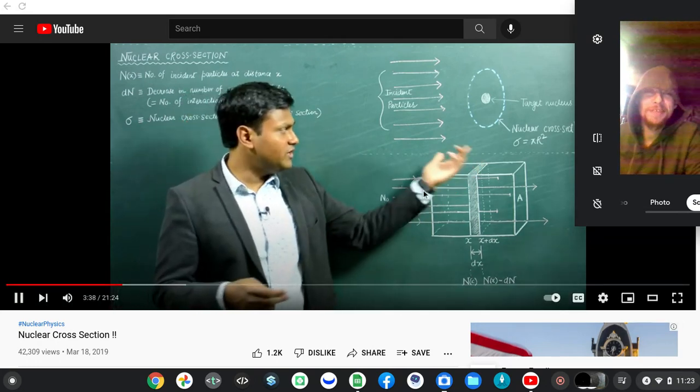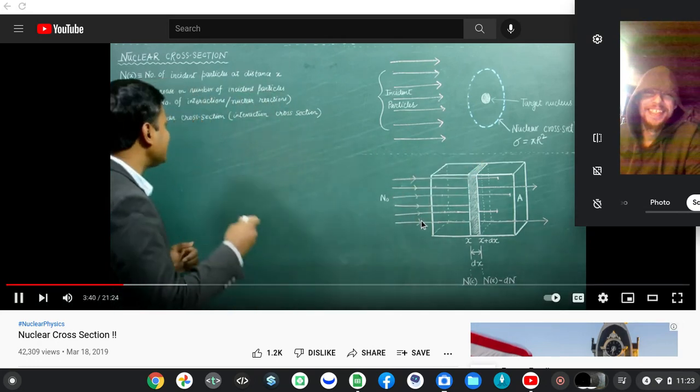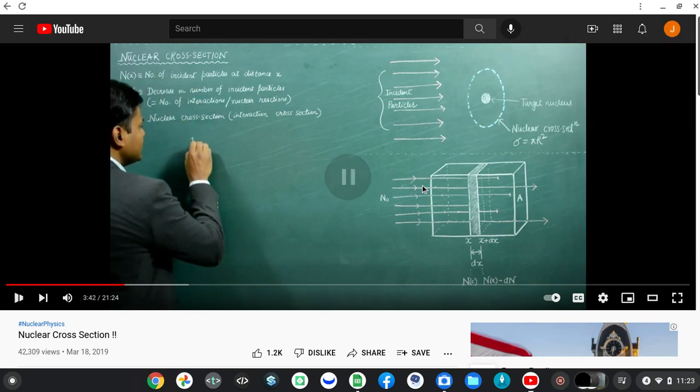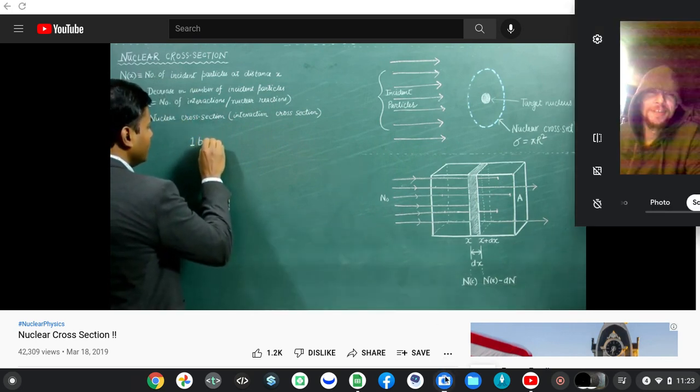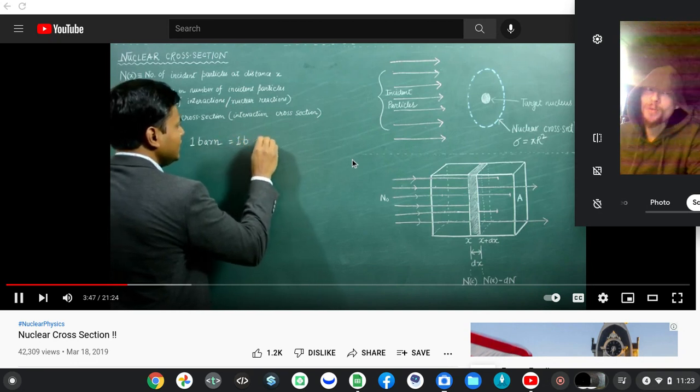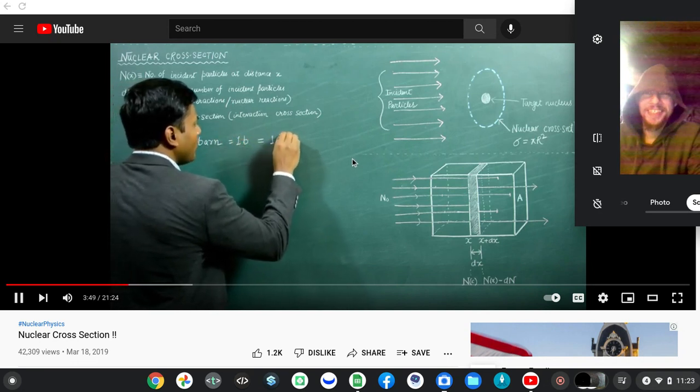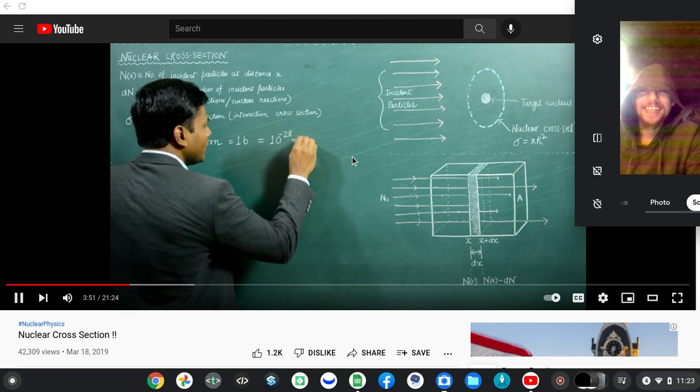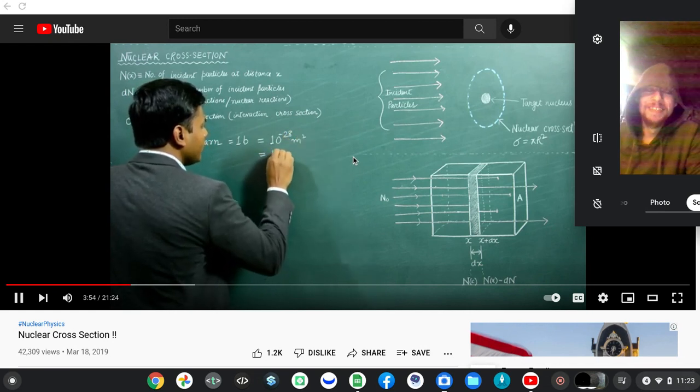Now this quantity, nuclear cross section, has a unit. So its unit is basically given by the barn. So this unit is basically equal to 10 to the power minus 28 meters square, or 100 femtometers square.